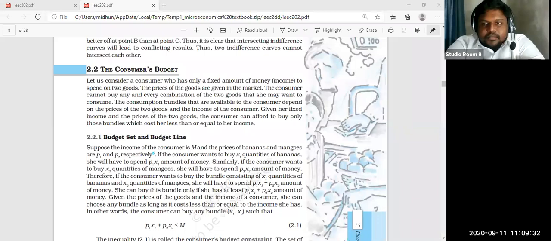Income is just 20 rupees only. Okay, so two products are there for us. One is mango, other is banana. Price of banana is 5 and price of mango is 10. How many mangoes can we purchase and how many bananas can we purchase?